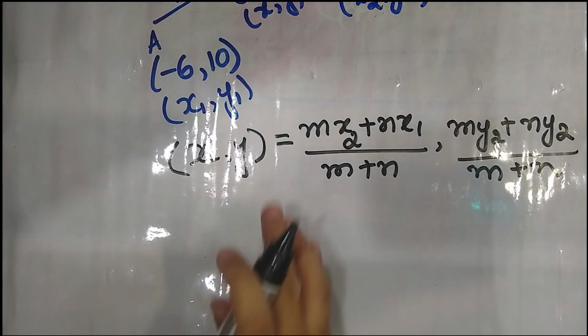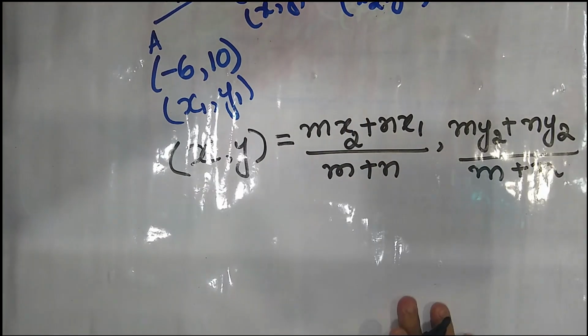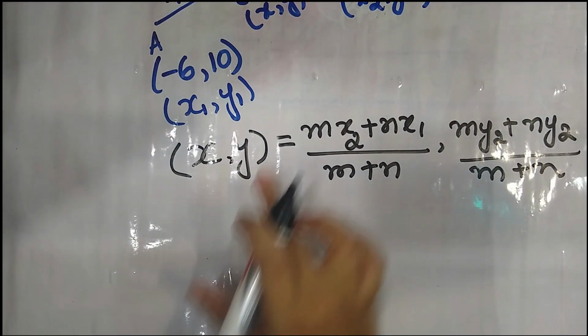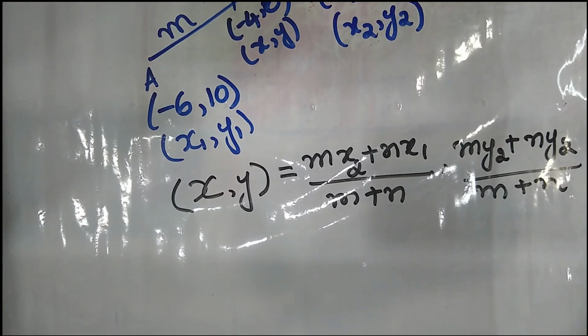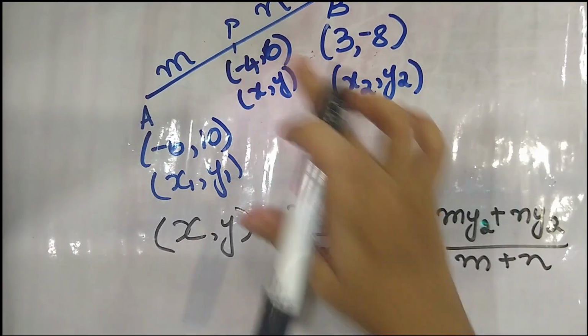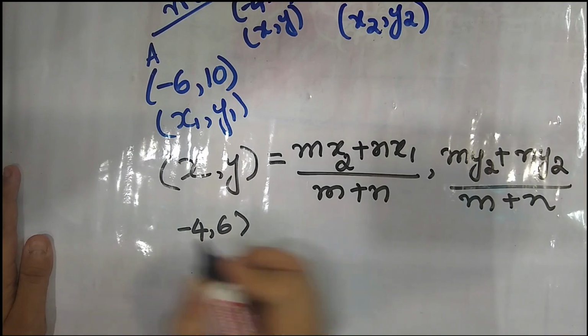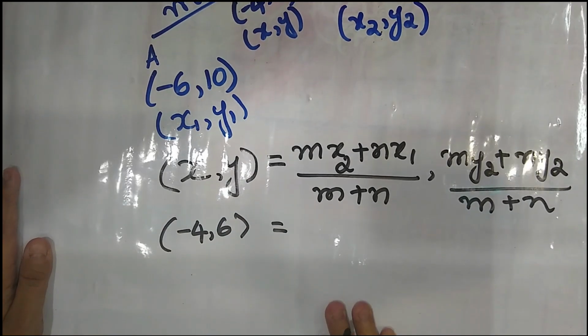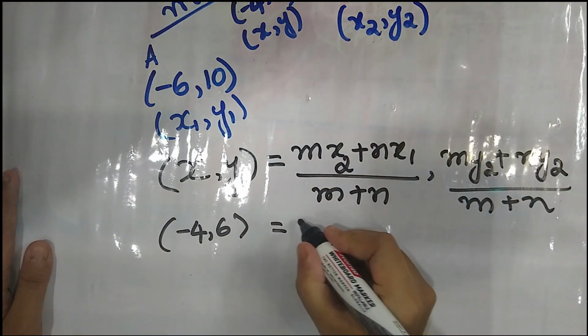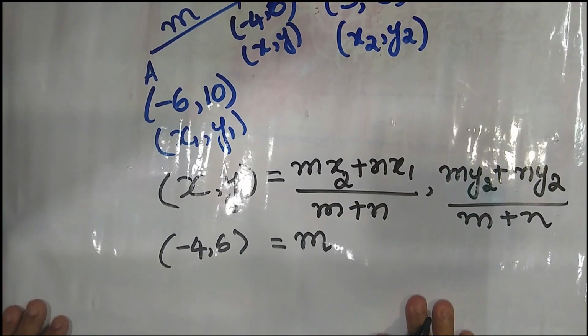So same formula here, we just need to place all the points. So x comma y, we know what is x comma y. It is minus 4 comma 6. So we just place that minus 4 comma 6. That is equal to m. We don't know what m is. That is what we have to find. So m will remain as it is.